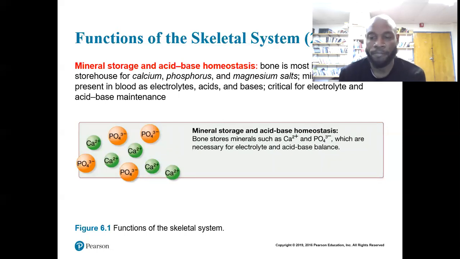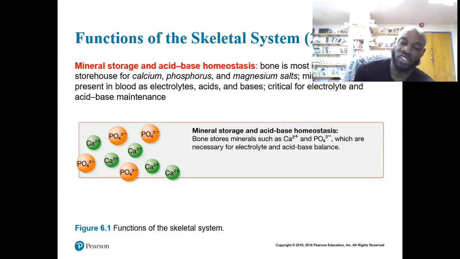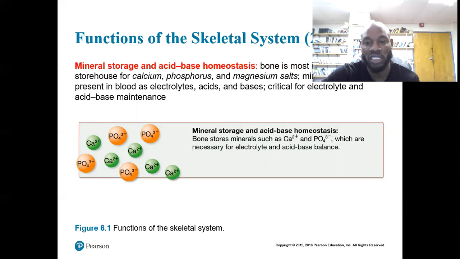Another function of the skeletal system is mineral storage and acid-base homeostasis. In this chapter we're going to talk specifically about calcium, but there are other minerals stored in bone, calcium being one of the most vital. Calcium is needed for different functions in your body. We talked about the endocrine system, the parathyroid hormone and calcitonin, and how they regulate the calcium in your blood because calcium is very important. Well, your calcium is stored in your bone. So your bone helps with your mineral storage and your acid-base homeostasis.